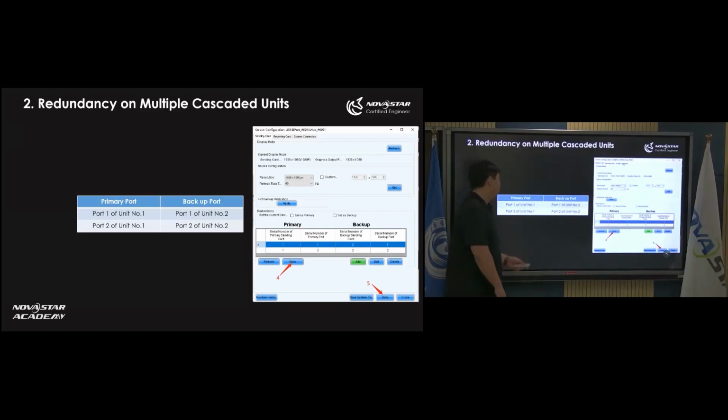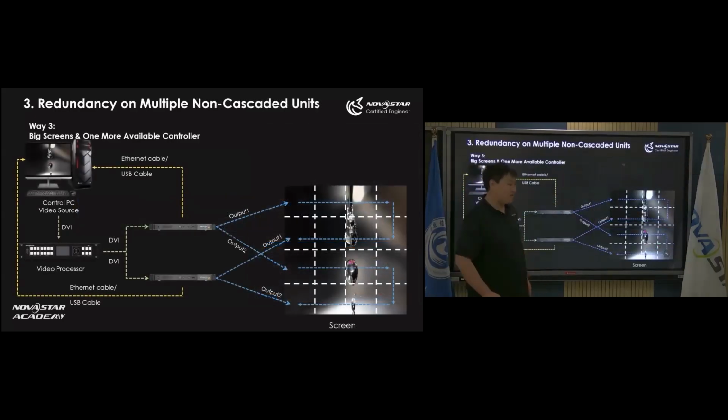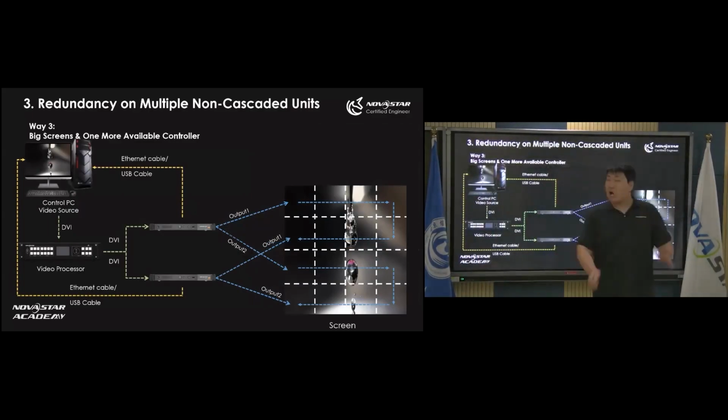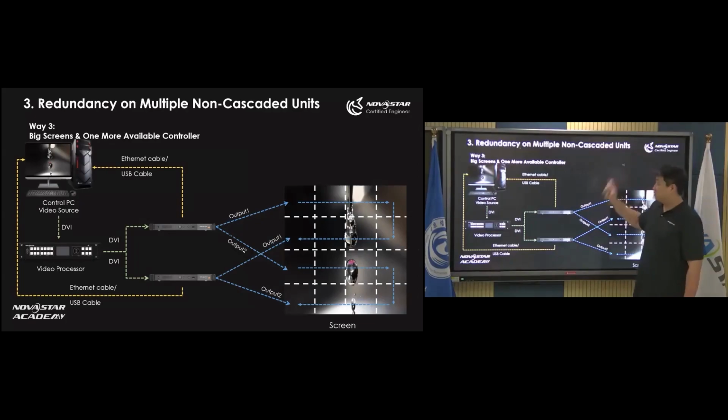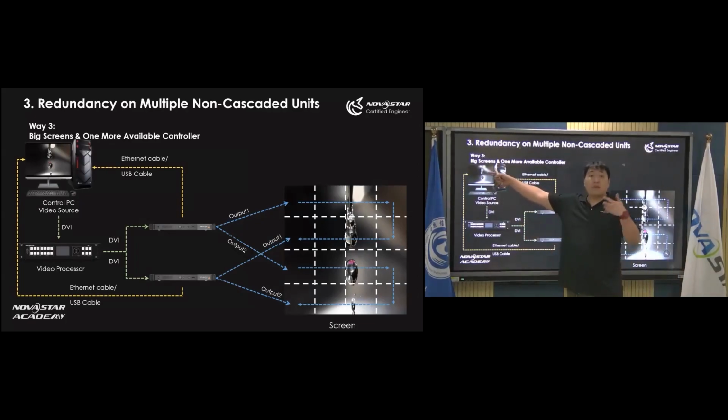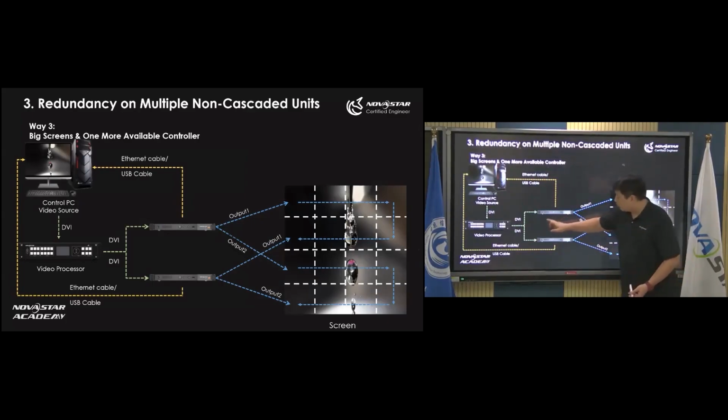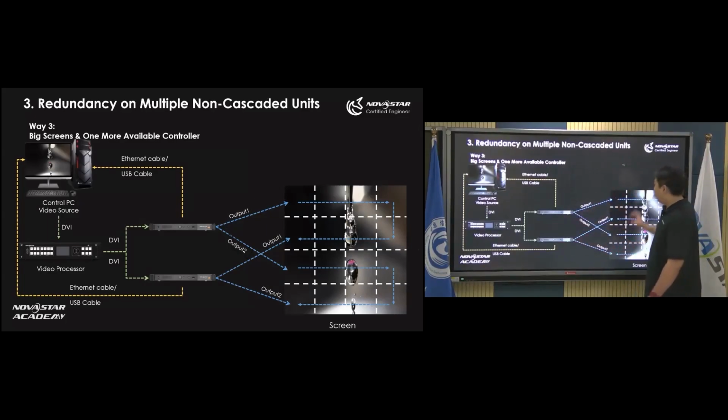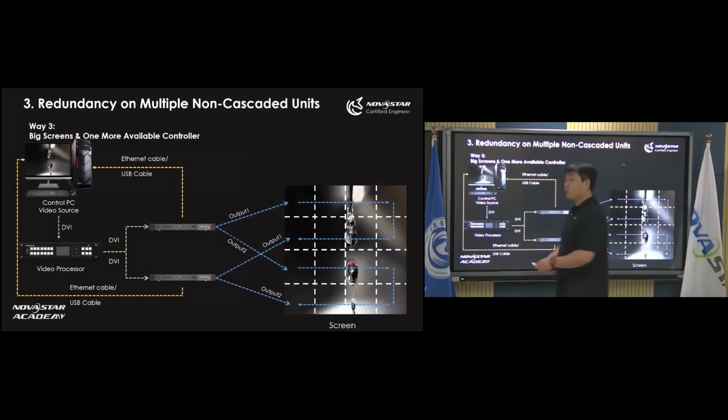Okay. Yeah, the same thing here. Port number 1 for unit number 1, backup port number 1 of unit number 2. Okay, that is for cascaded devices. But what if it's a non-cascaded unit? So it's still the big screen, and we have more available controllers. Let's say we have no USB cable anymore, but we have 2 devices. We have to make the backup for them, and we have to make the screen really stable during the live show. And what can we do here?